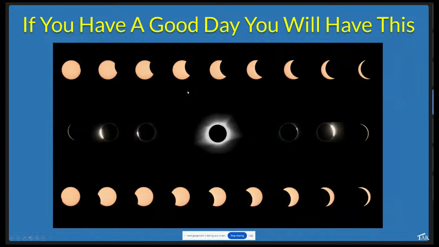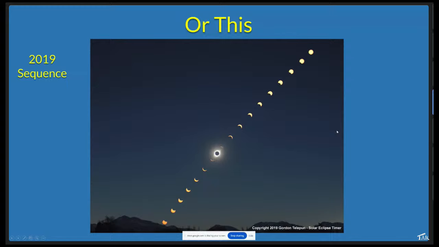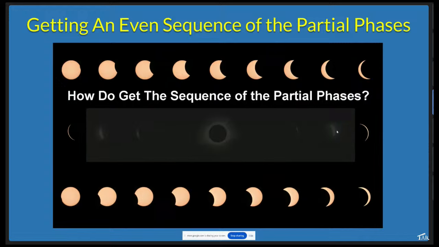So if you have a good day, you'll have this entire sequence of the partial phases, diamond ring, Bailey's beads, corona, Bailey's beads, diamond ring, and the partial phases again. Or if you're setting up a sequence, you can have something like this. So how is the manual way that you can time a sequence?